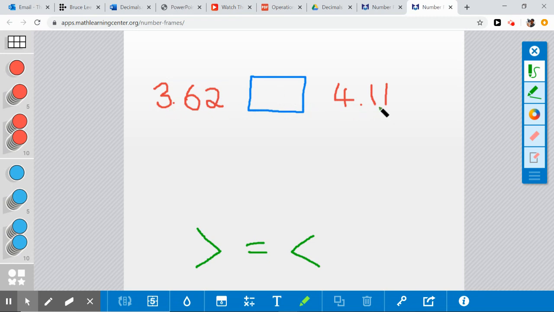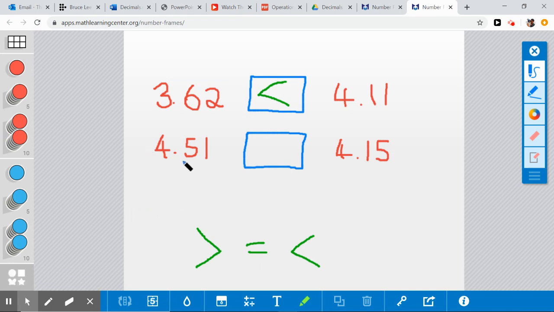3.62 and 4.11. Well, this one has more ones. Therefore, 3.62 is less than 4.11. Now, it doesn't matter that this has more tenths and it has more hundredths, because the most important column in this calculation was the ones, and this one had more ones. And you can see the symbol is pointing to the smaller number. Let's look at another one.